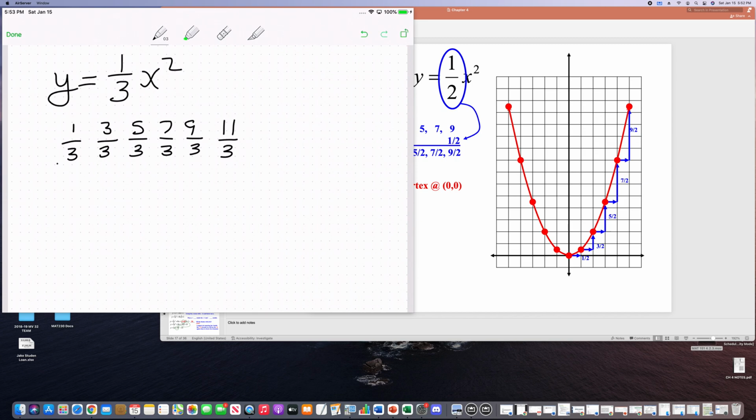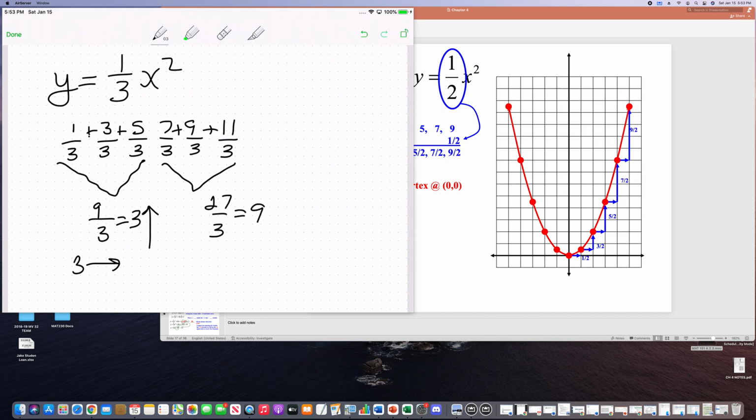Because the denominator is 3, now put them in groups of 3 and add these together. 1 plus 3 is 4 plus 5 is 9. That's a 3. Now, I just went 3 to the right, and I go up 3. 7 plus 9 plus 11. That's 27. That equals 9. That means I went 3 to the right again, up 9. And so that's how I can find nice points for plotting in my math lab.